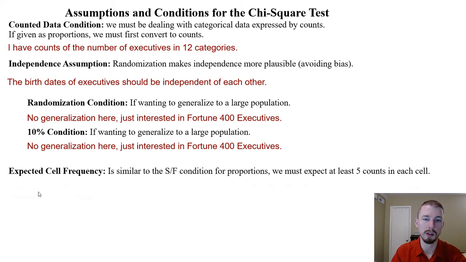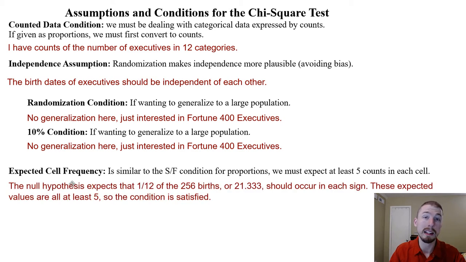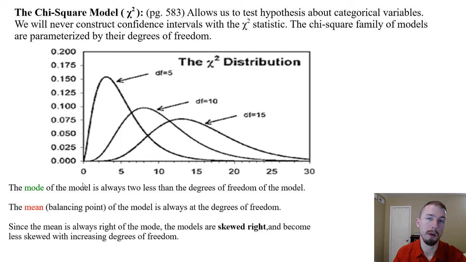This is similar to our success-failure condition for proportions. We have to make sure that we have enough successes for us to be able to do our z models and our inferential statistics and stuff like that. So we have to make sure that we're expecting at least 5 counts in each cell. All right, we were expecting 21.3, which is more than 5 for all the cells.